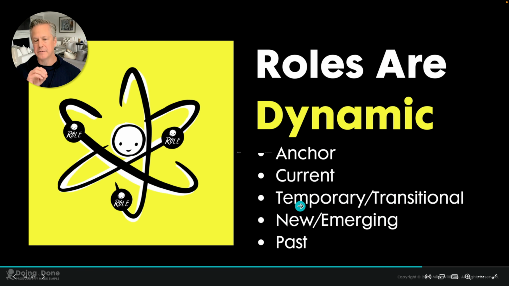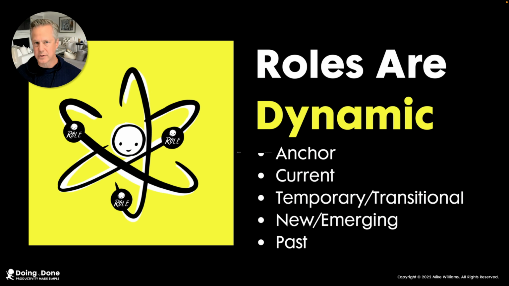Then in life, you can have temporary or transitional roles. These are shorter term roles that you might need to hold projects and practices and actions that you're working on. For example, you may have a loved one who needs care, and you are the caregiver for a period of time until they are on the mend. It's not a forever role, but it's a temporary role that needs your time and attention.